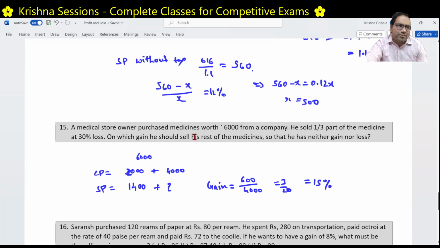Now, at what gain should he sell the rest of the medicines so that there is neither gain nor loss? So 1,400 is gone, and 600 is already lost. He has to recover an extra 600 here, right? So extra, positive 600. 600 by 4,000 will become his gain percent, right? 600 by 4,000 is equal to 3 by 20, which is equal to 15%. If he gains 15% on this 4,000, then this 600 and that 600 will get cancelled and you will get neither gain nor loss.